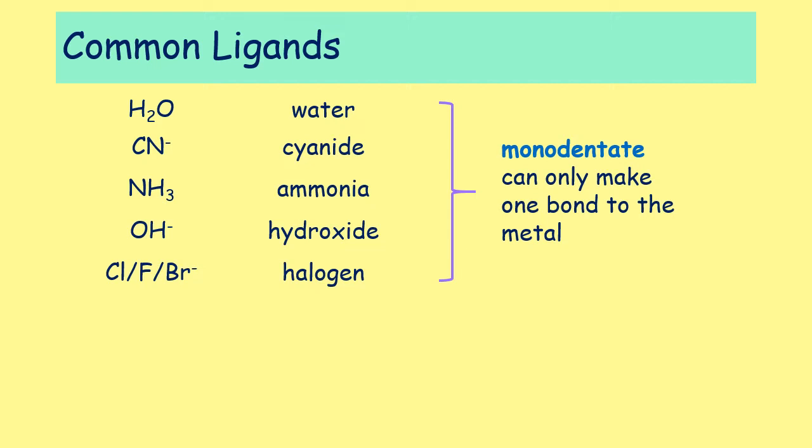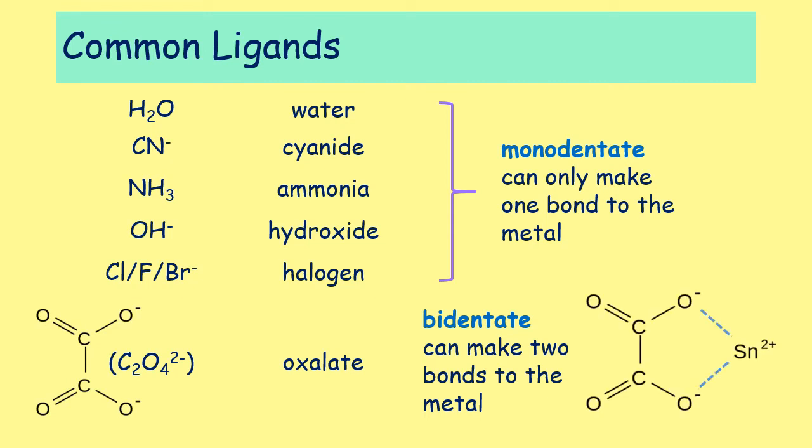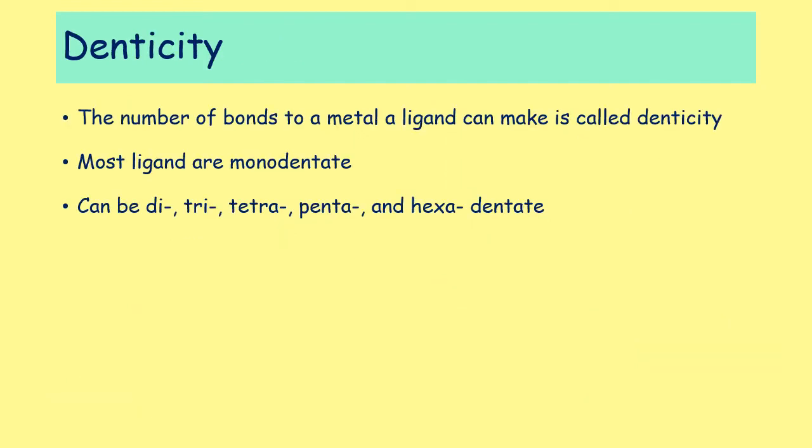However, there are some ligands that are able to form more than one bond. A good example of this is oxalate. Now, oxalate, you can see on that diagram, there are two oxygens that are forming double bonds, and then we have two oxygens that are negatively charged. It's the ones that are negatively charged that would bond to the transition metal. So here's a diagram of what it would look like. It's bonding to a tin in this case, and it would be described as bidentate, meaning that it can form two bonds. So denticity is the number of bonds that a ligand can make to a metal.